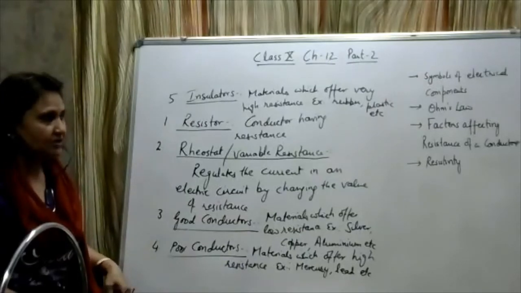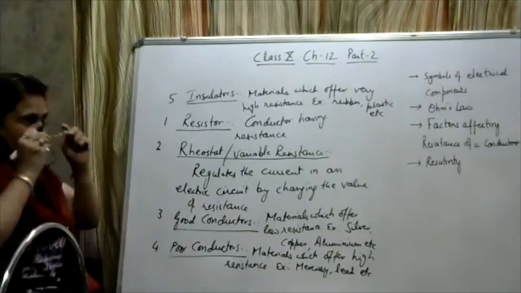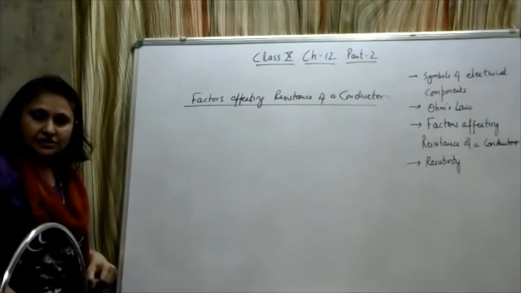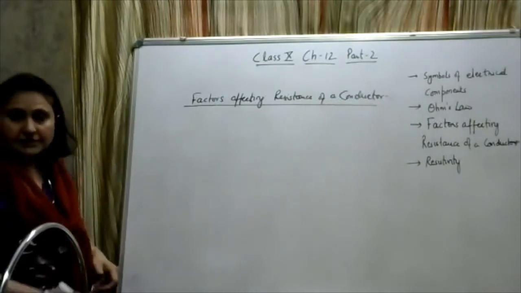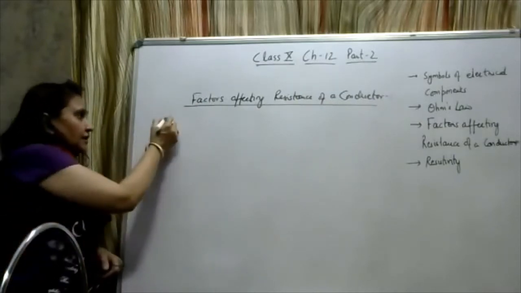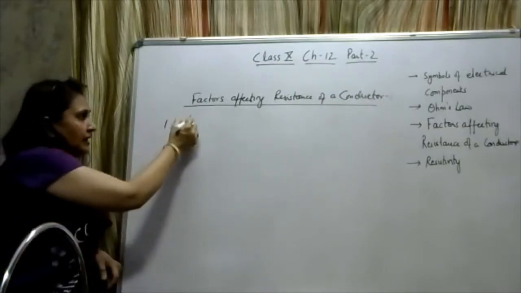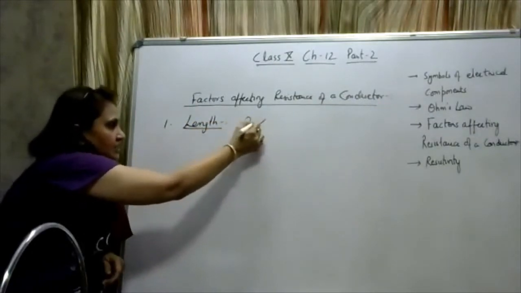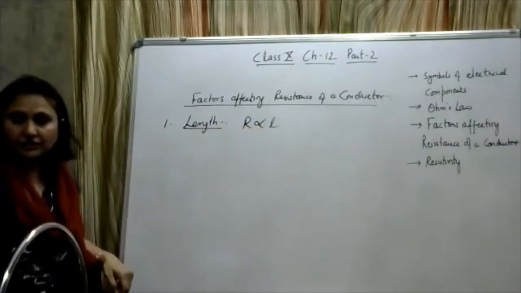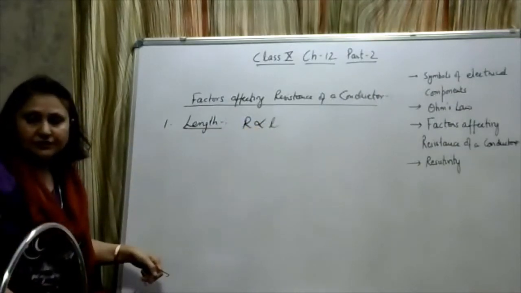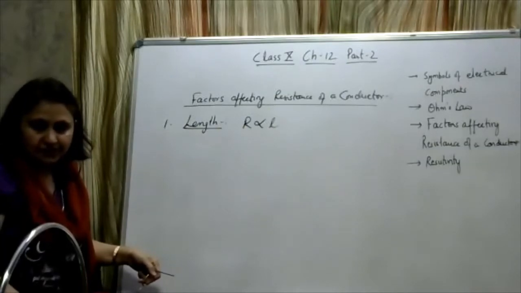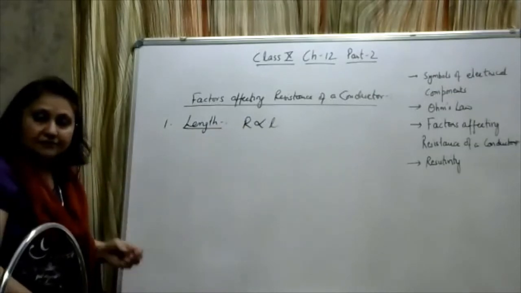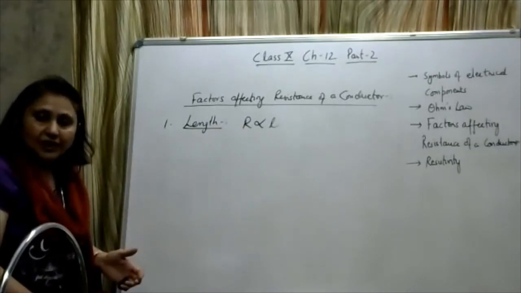Now we'll study the factors which affect the resistance of a conductor. The resistance is affected by the following factors. The first one is the length of the conductor. It is found that the resistance is directly proportional to the length of the conductor. That is, more the length of the conductor, more will be its resistance. If we double the length, the resistance will also get doubled.